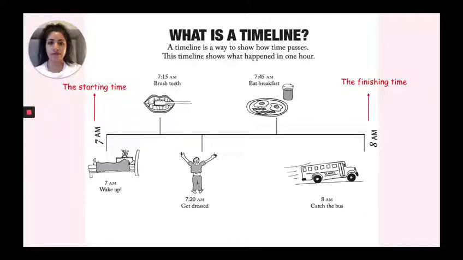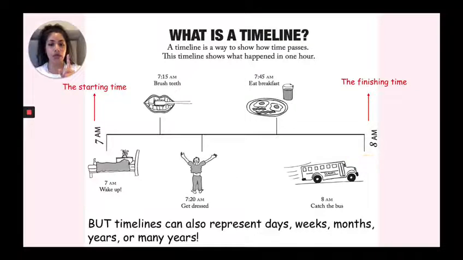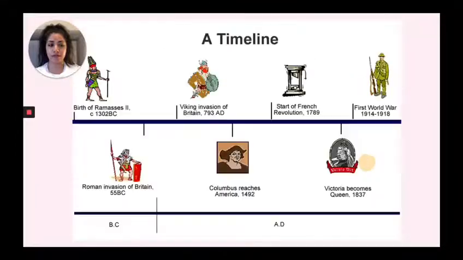Like I said, this timeline is showing us what's happening in just 1 hour, but timelines can also represent days, weeks, months, years, and sometimes many, many years. For example, this timeline is used to show some big events that happened in history over many, many years.